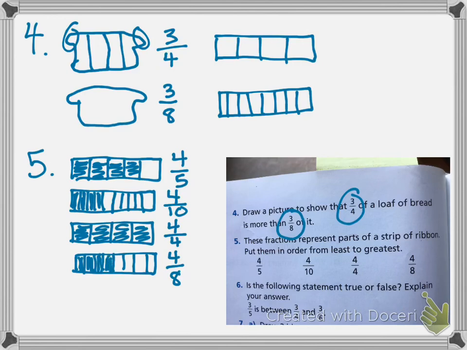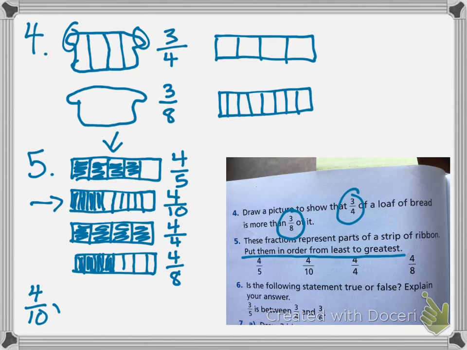All right, and the instruction was to put them in order from least to greatest. So we are not going to look at these numbers for right now. What I want you to look at is the pictures. So start with the smallest. Which one takes up the smallest amount of space? All right, if you guessed 4/10, you are right. That is the smallest. So we're going to put that one first.